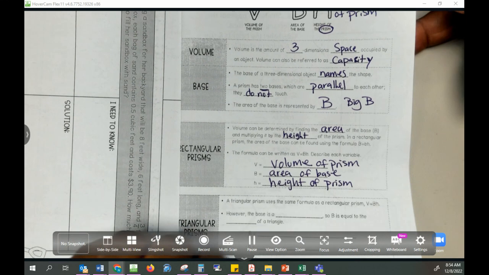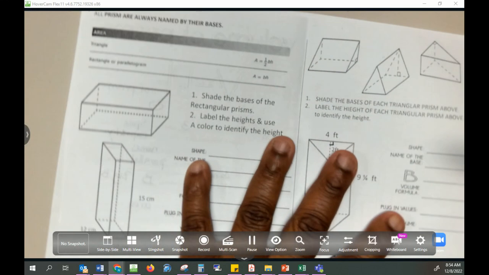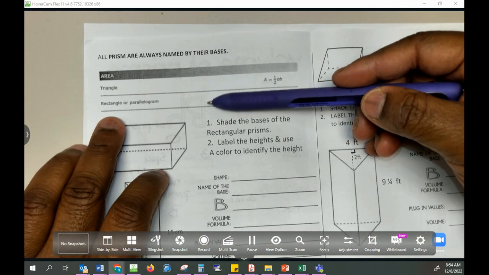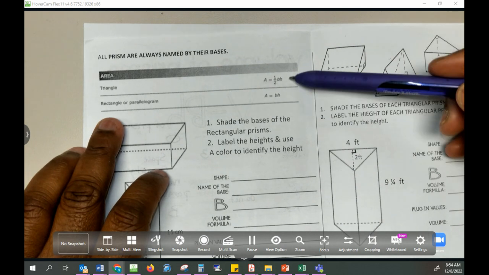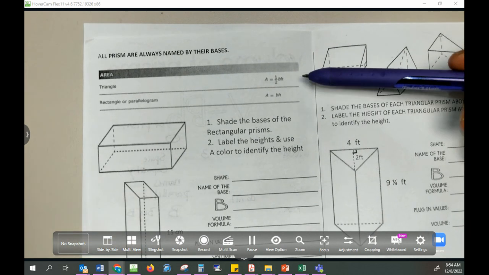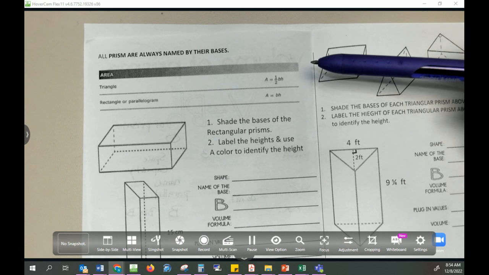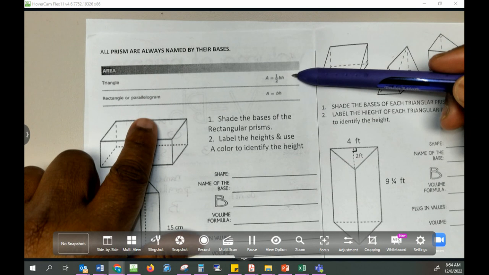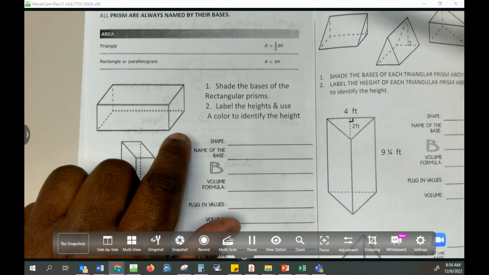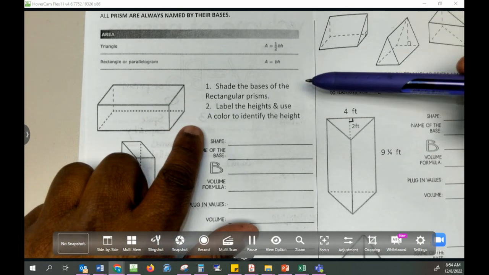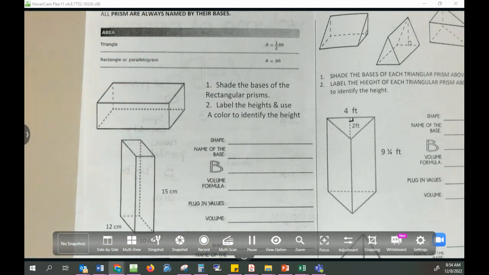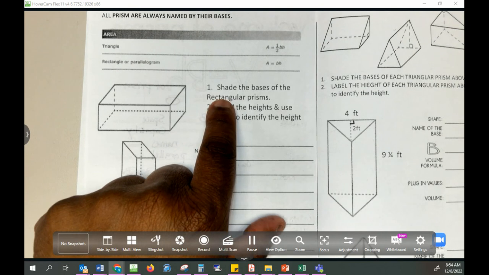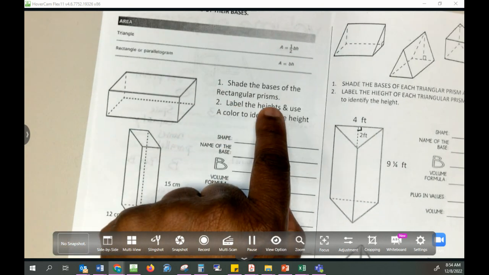So now we're going to open up our notes. And up here, I already put what areas for triangle and rectangle in case you don't have it. But you do notice you always have a reference sheet that you will always have available to you. That's why I say turn them in the class so that you have that. So right here, you need to take out something to write with or to shade with, like if you have your own color pencil, highlighter, what have you, even your pencil. Shade the bases of the rectangular prisms.